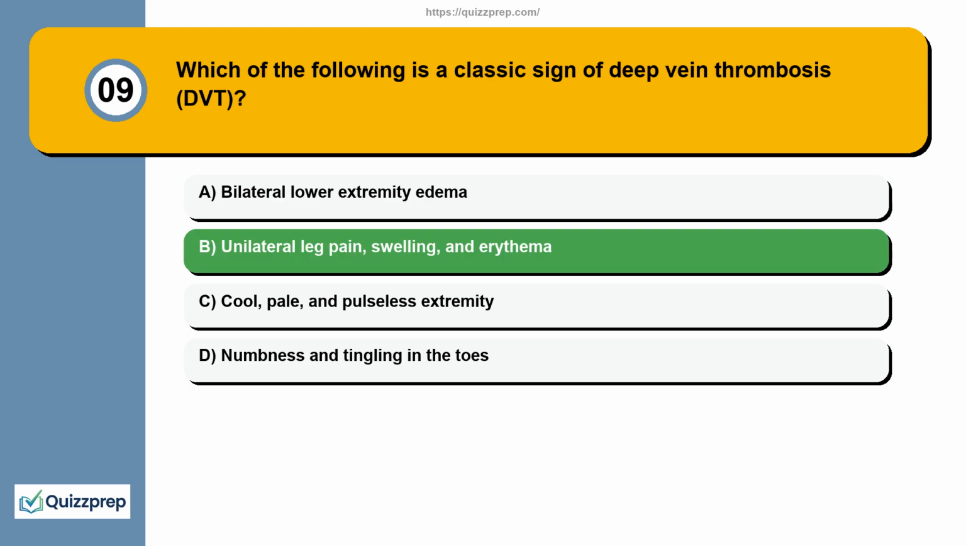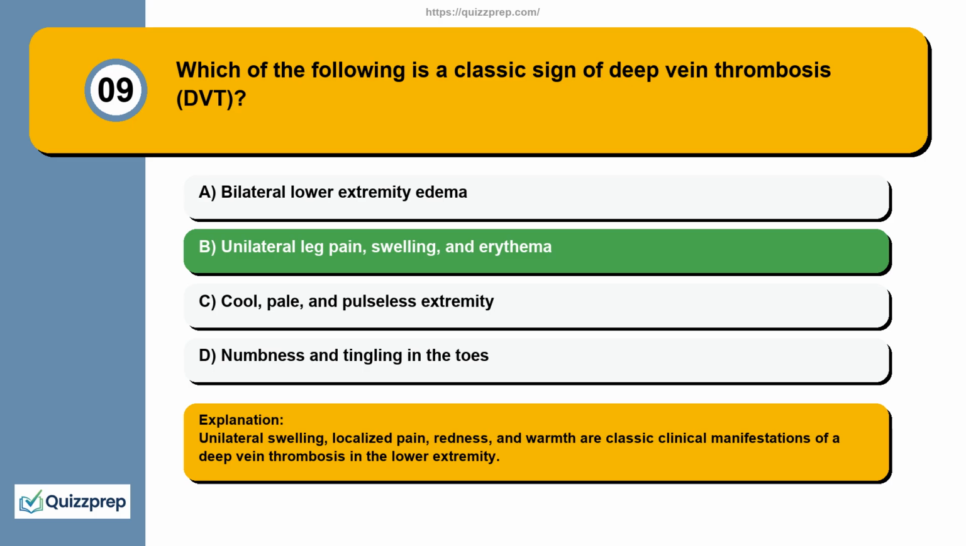Unilateral leg pain, swelling, and erythema. Explanation. Unilateral swelling, localized pain, redness, and warmth are classic clinical manifestations of a deep vein thrombosis in the lower extremity.